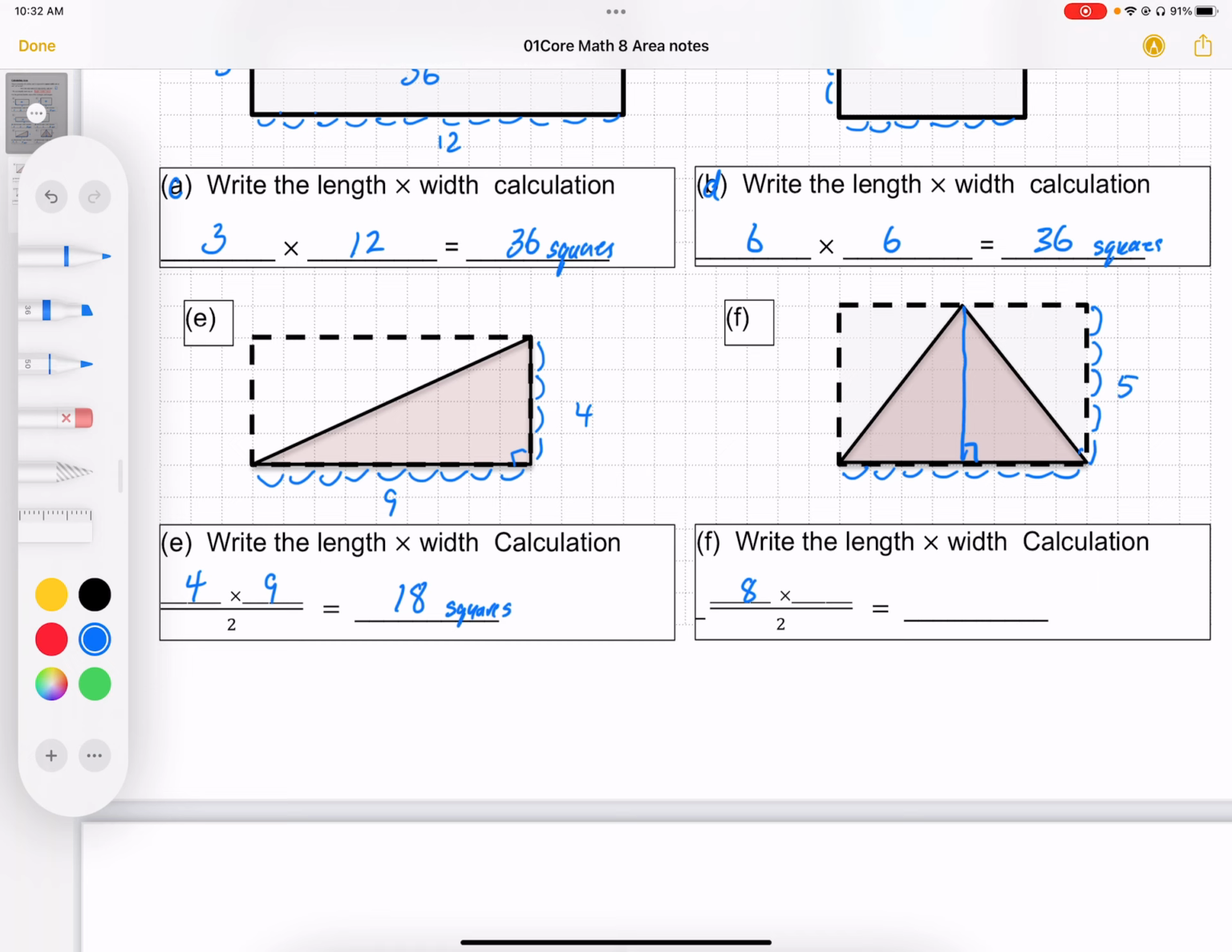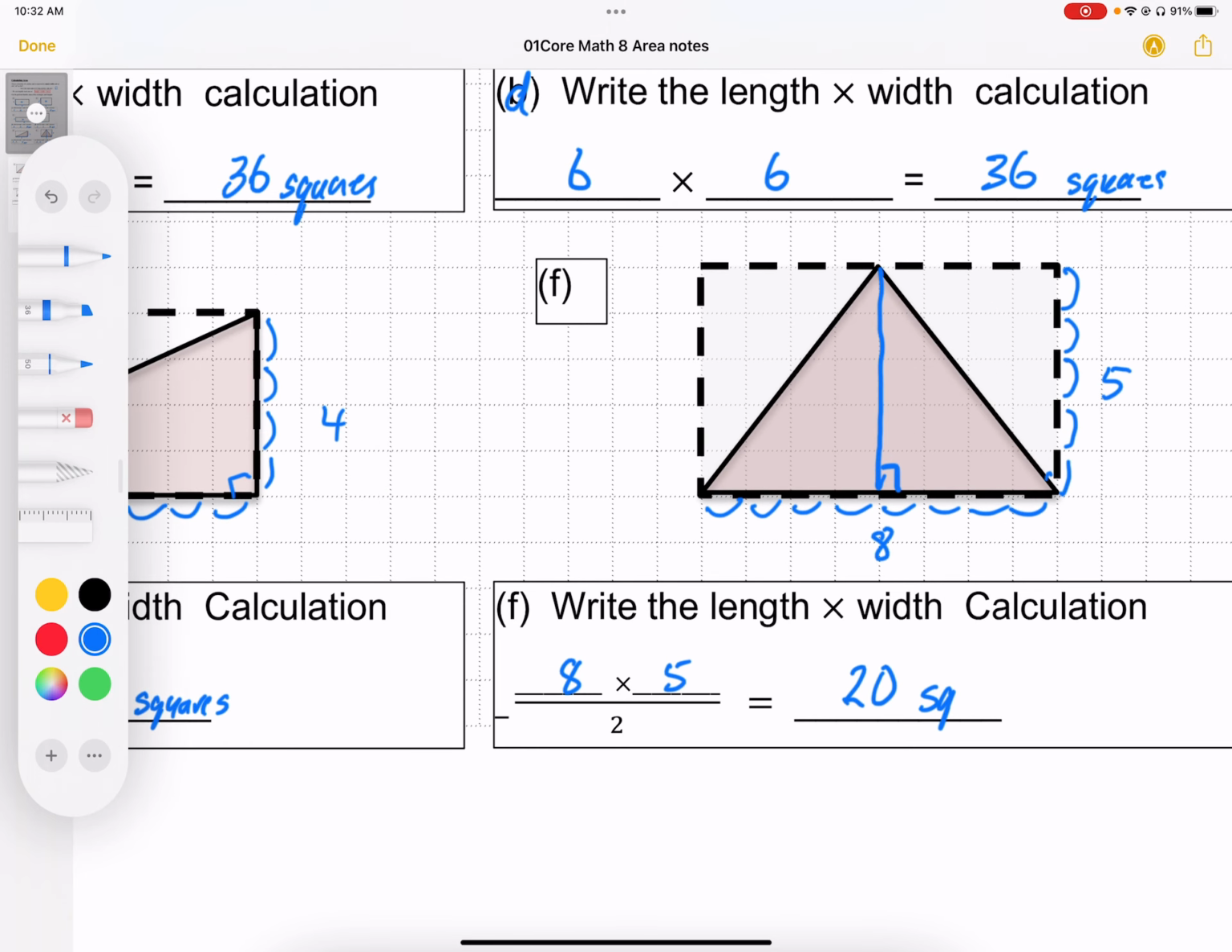Okay, so this is, we counted, I think it was 8. So we're going to do 8 times 5. That gives us the rectangle area, and we take exactly half of it to get the triangle. So we have exactly 20 squares. And this one's a little, we can't actually count the squares very easily in the triangle because they're chopped up, but we can count the squares in the rectangle and we know it's exactly half.